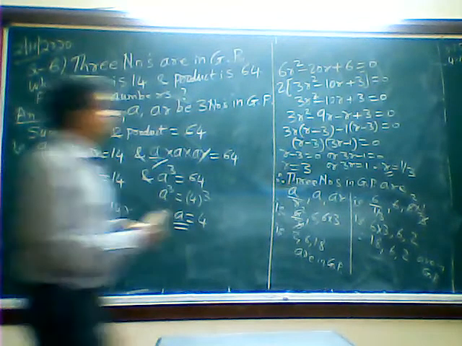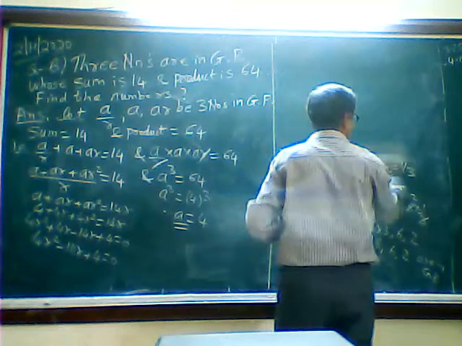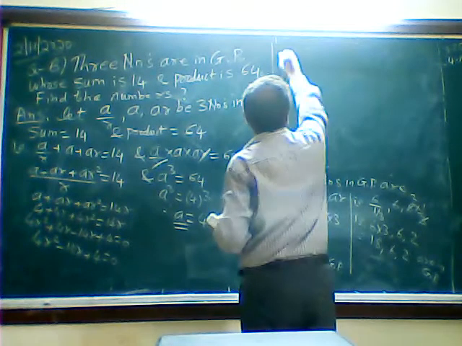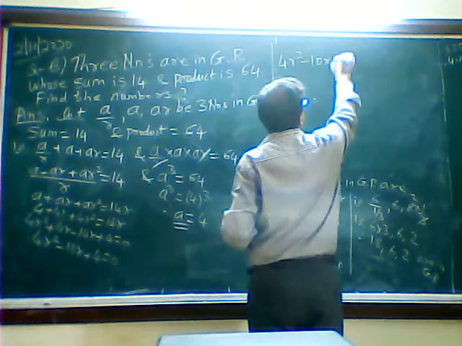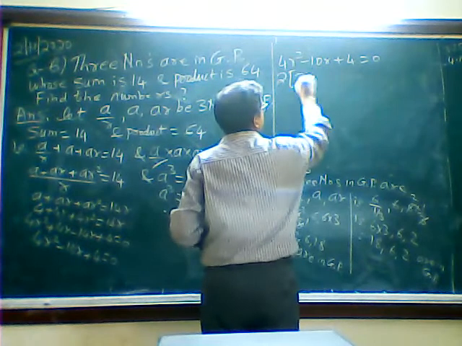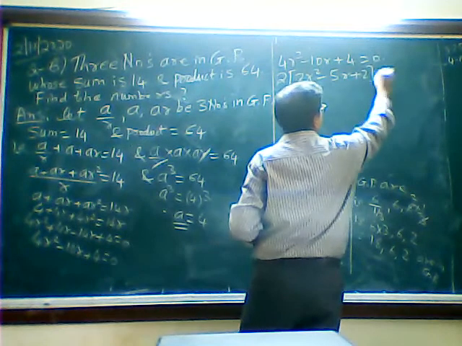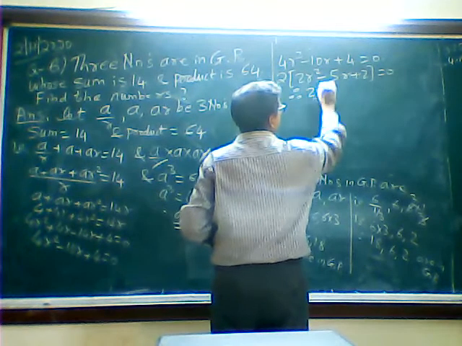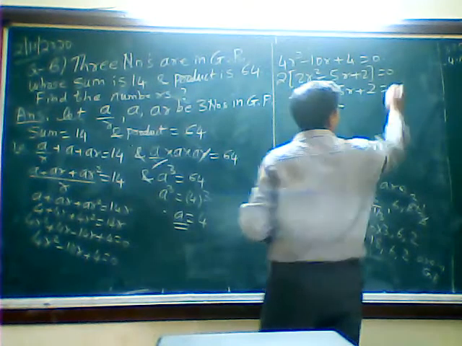Okay, same way I will find the answer. Same equation I will write: 4r square minus 10r plus 4 is equal to 0. Again I will take out 2 common. 2 into 2, 2 fives are 10, so that 2 will go to 0. We are left with 2r square minus 5r plus 2 is equal to 0.